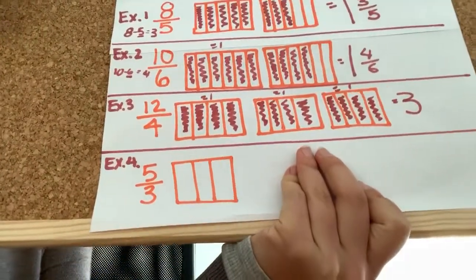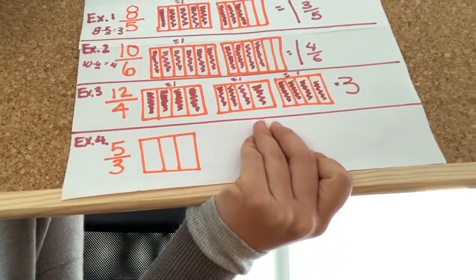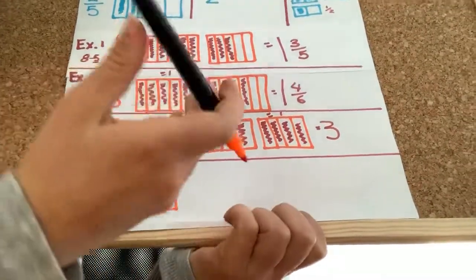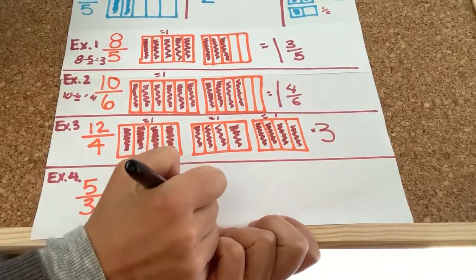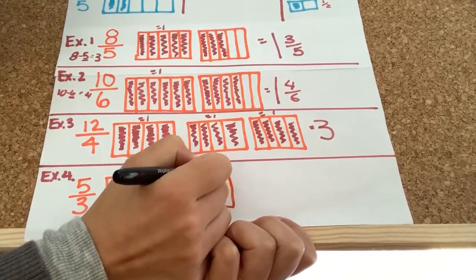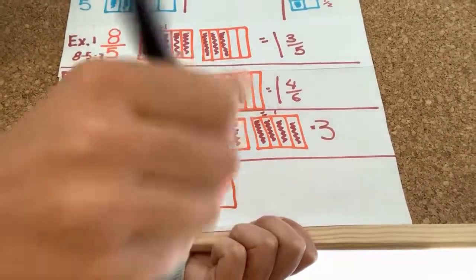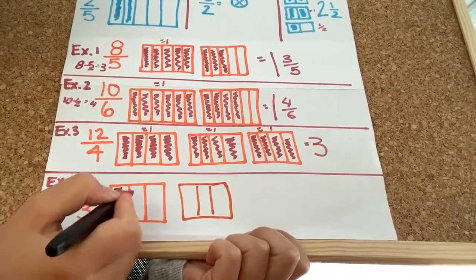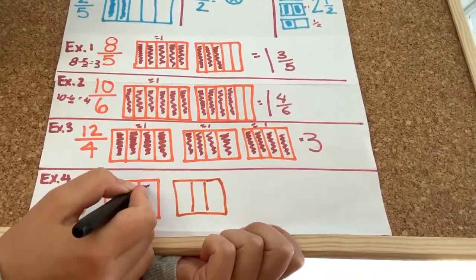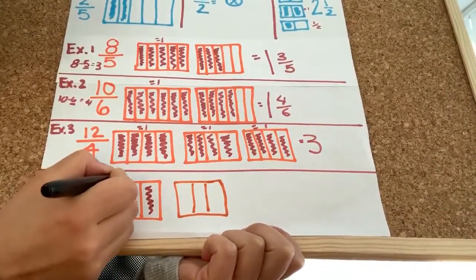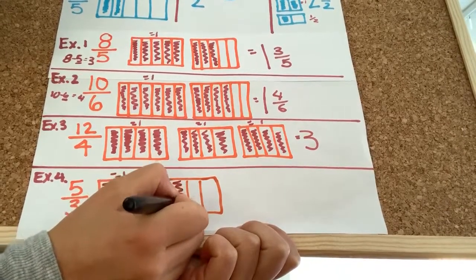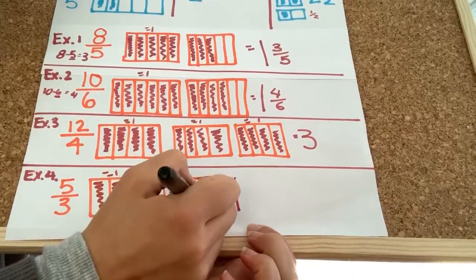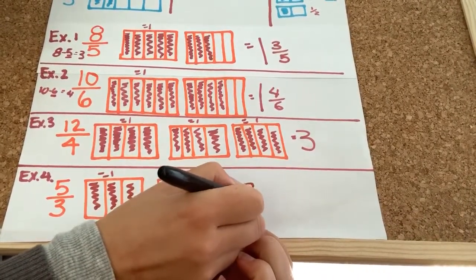Okay, and finally 5 out of 3. I guess I forgot to do another box here because we know that 5 is going to go into 3 more than once. Let's get that ready. And let's see how many times we can get 5 into boxes of 3. 1, 2, 3, 4, 5. So we have 1 whole and then 2 over 3.